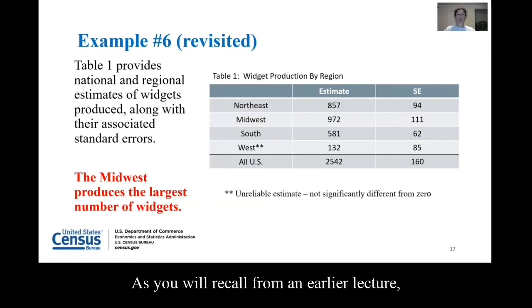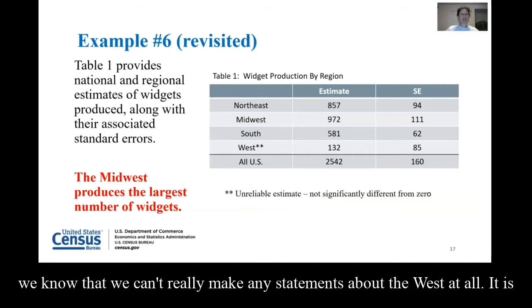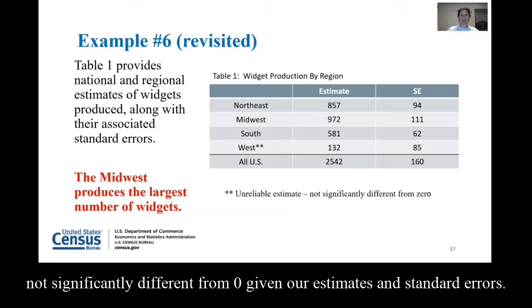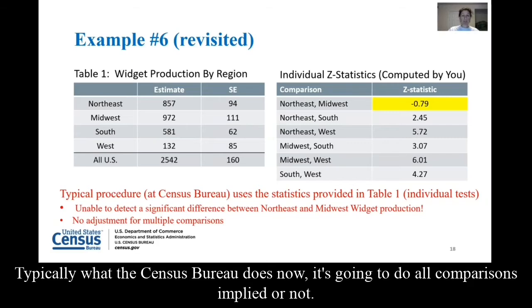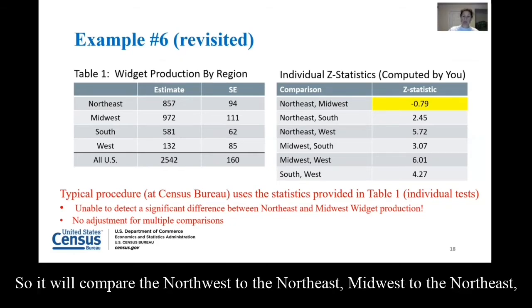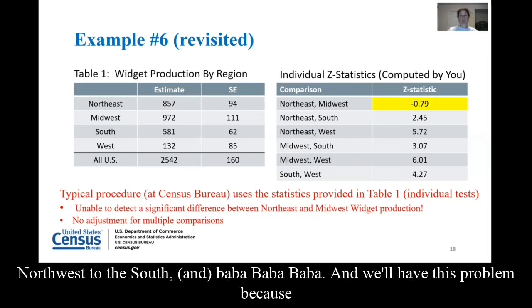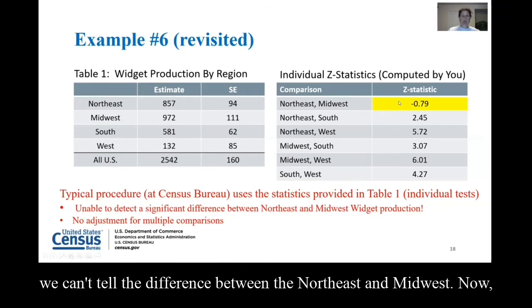As you will recall from an earlier lecture, we know that we can't really make any statements about the West at all. It is not significantly different from 0, given our estimates and standard errors. Typically, what the Census Bureau does now is it's going to do all comparisons, implied or not. So it'll compare the Northwest to the Northeast, the Midwest to the Northeast, Northwest to the South, and so on. And we'll have this problem because we can't tell a difference between the Northeast and the Midwest.